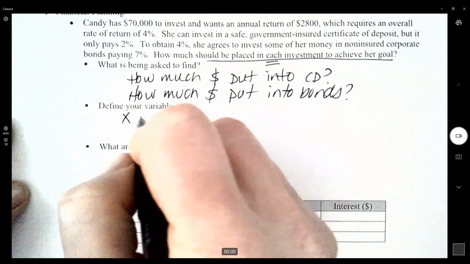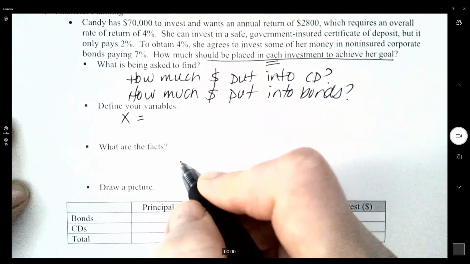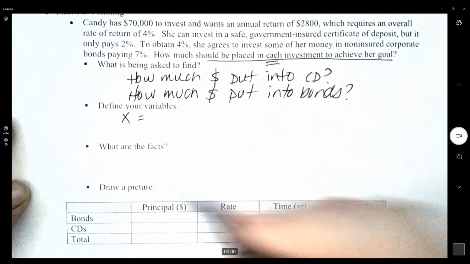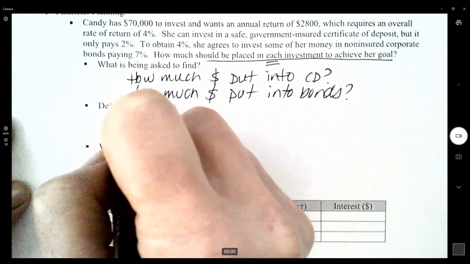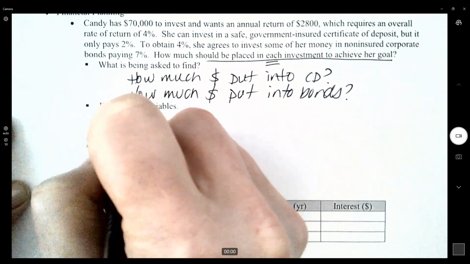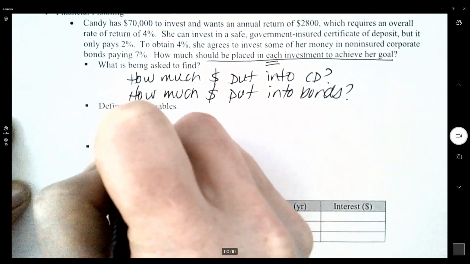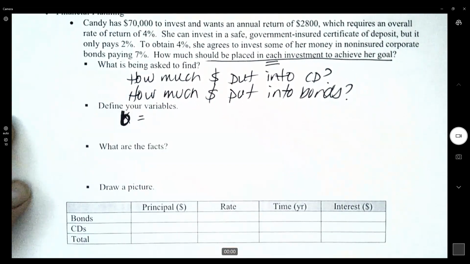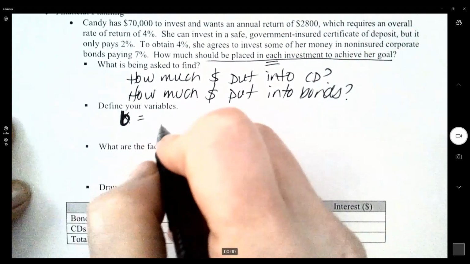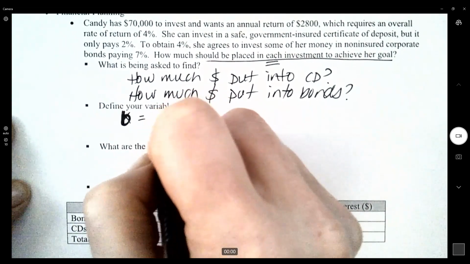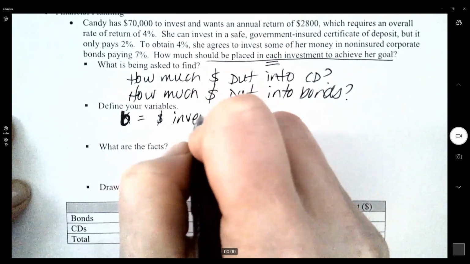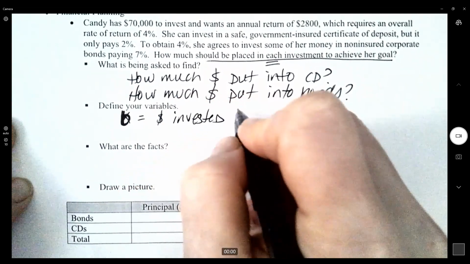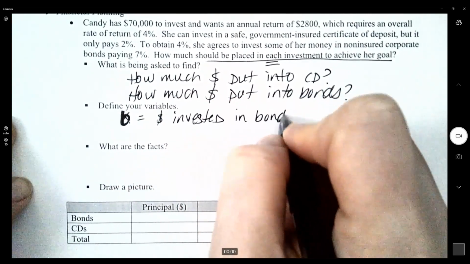Let's let X equal the amount in dollars that we'll invest in, let's call it bonds. In fact, why don't we change the letter? Let's call it B for bonds, okay? It might help make the letters coincide with what you're trying to find. So let's let B equal the money invested in bonds. And it doesn't matter which one you pick to start with.